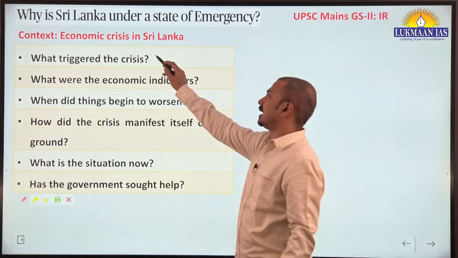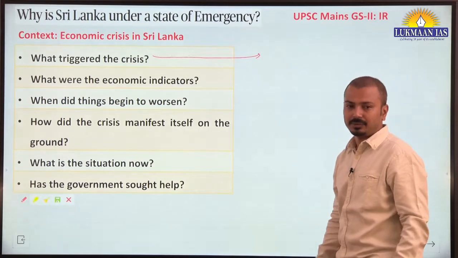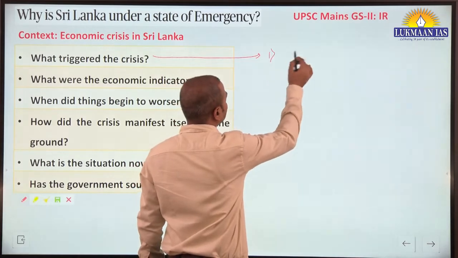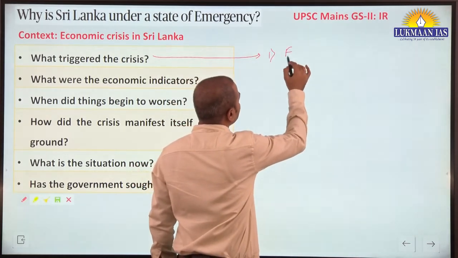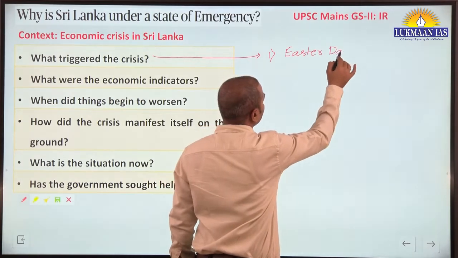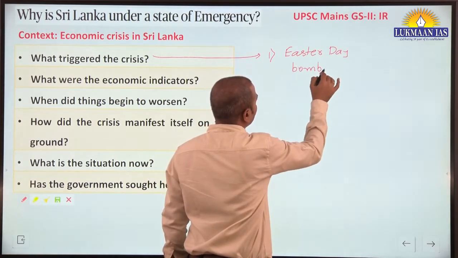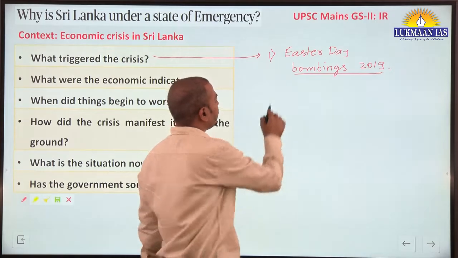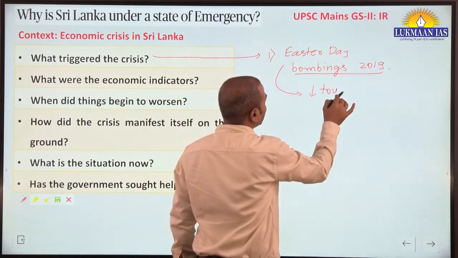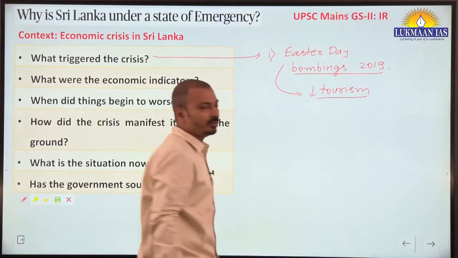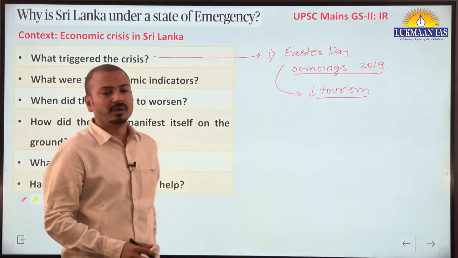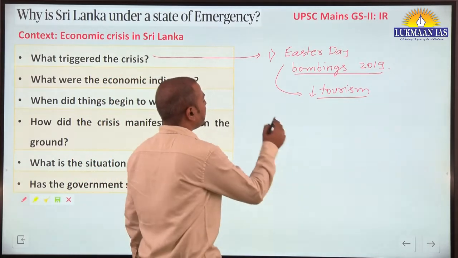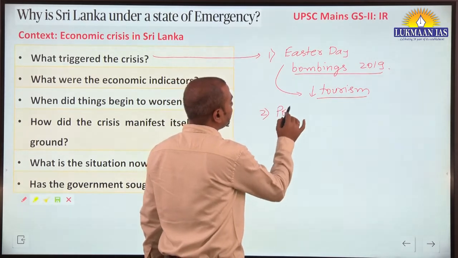Now, what triggered this crisis in Sri Lanka? You should know the background here. Two important reasons are being cited. First is the Easter Day bombings in 2019, which resulted in a decline in international tourism to this island nation, one of the major sources of revenue and employment, and this has declined for a long period of time. And the second important reason is a policy measure by the government.